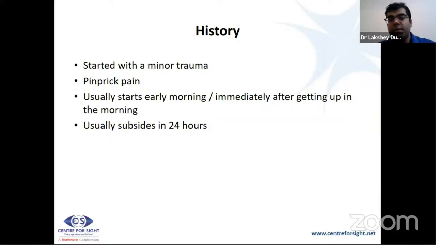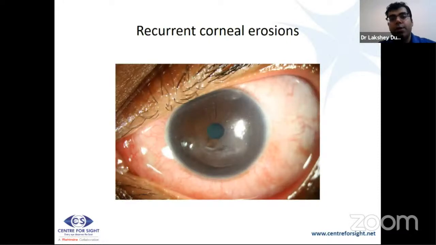Another common history is the patient presents that symptoms started with a minor trauma, usually a nail prick or maybe from a branch of a tree. And then he complains he has pinprick pain, which usually starts early in the morning, immediately after getting up, and usually subsides in 24 hours. This suggests recurrent corneal erosions.